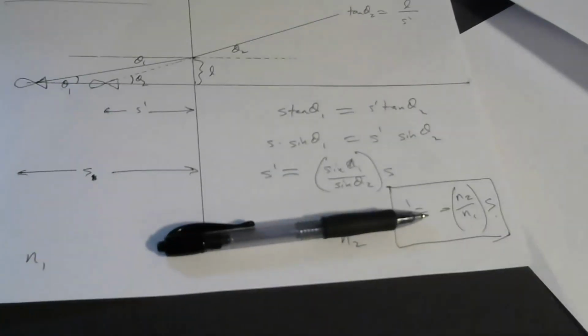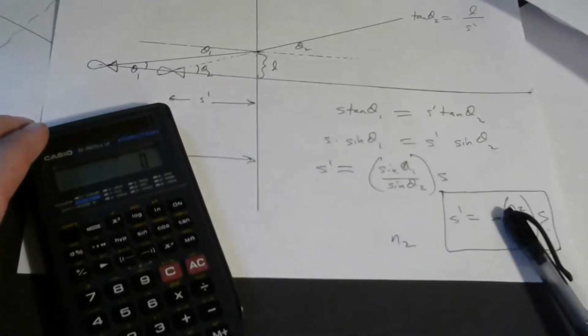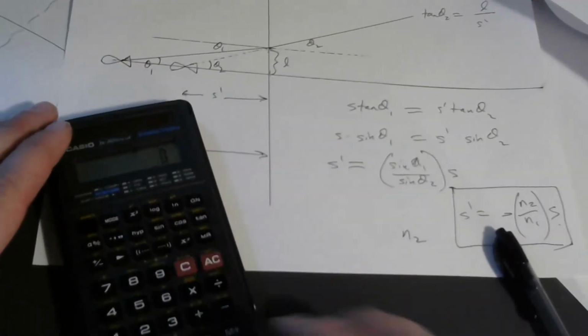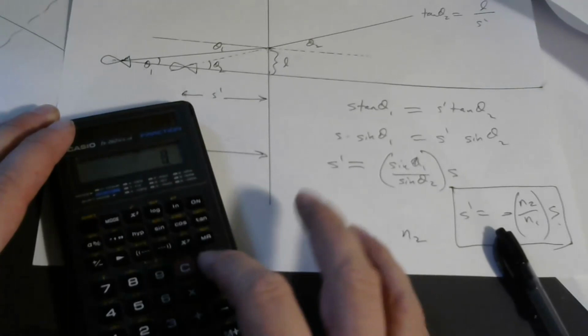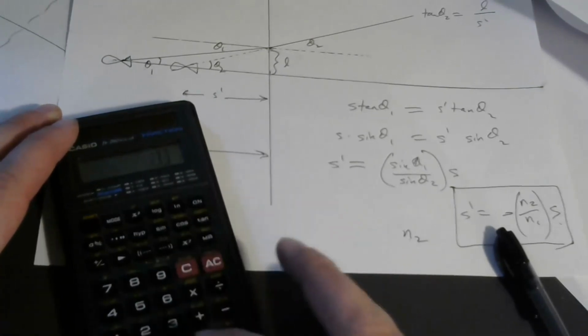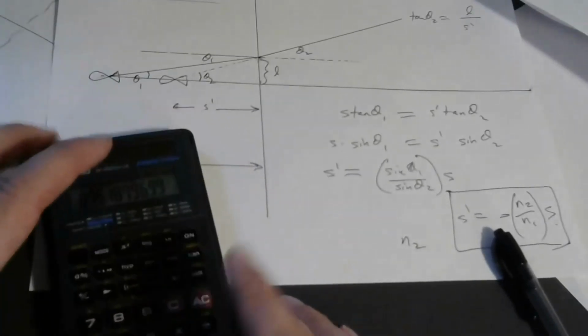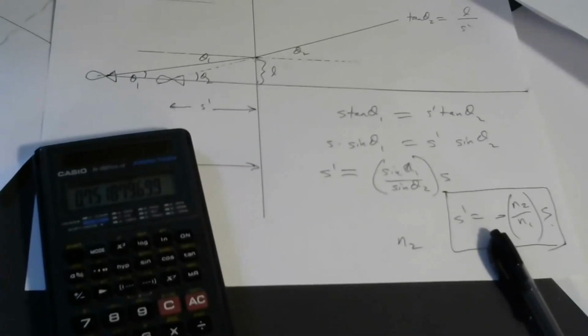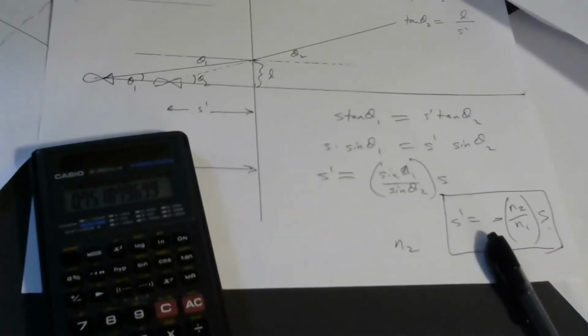Let's do that real briefly here. For water and air, 1 over 1.33. 1 divided by 1.33, 3/4. Okay, I guess that's a fun fact to remember.